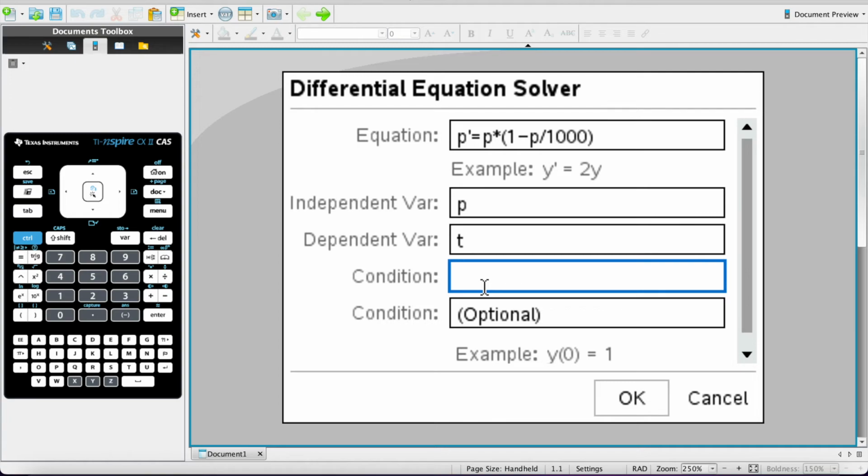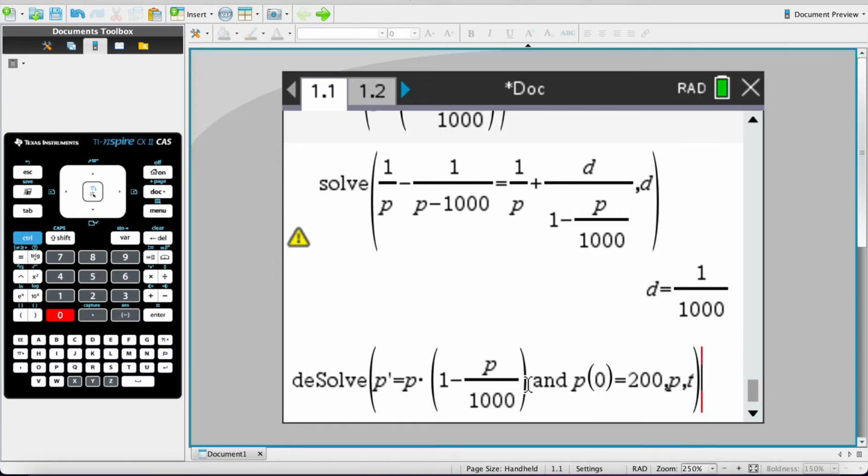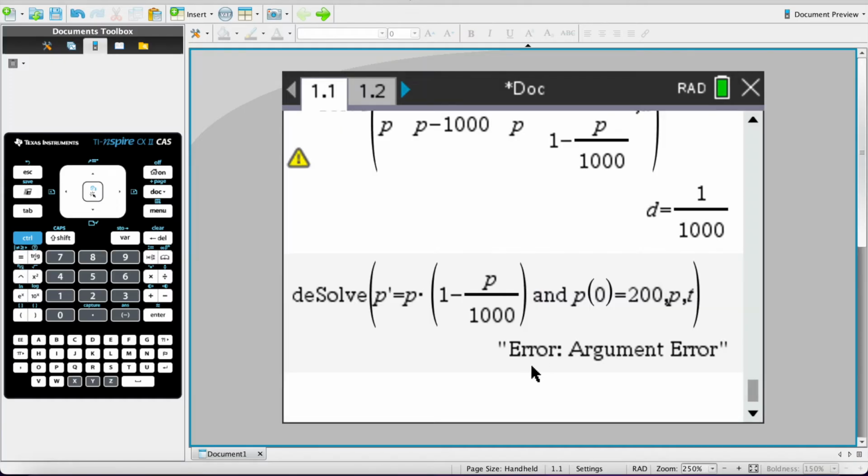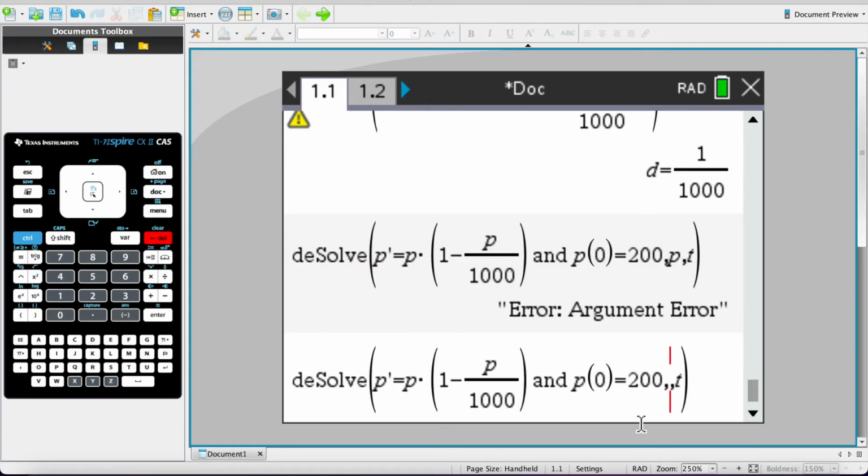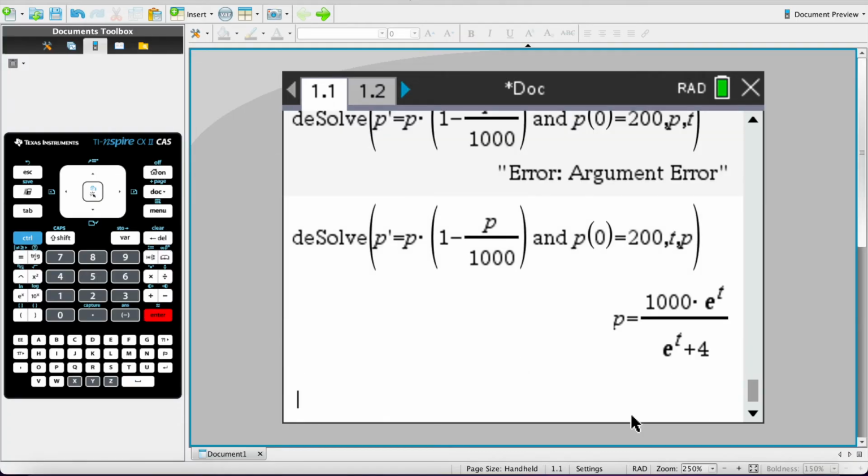So y of 0, or P of 0, is equal to 200. What did I do? Argument error. Maybe I switched the dependent and independent. There we go. So 1000 e to the power of t over 1 plus d e to the power of negative t.